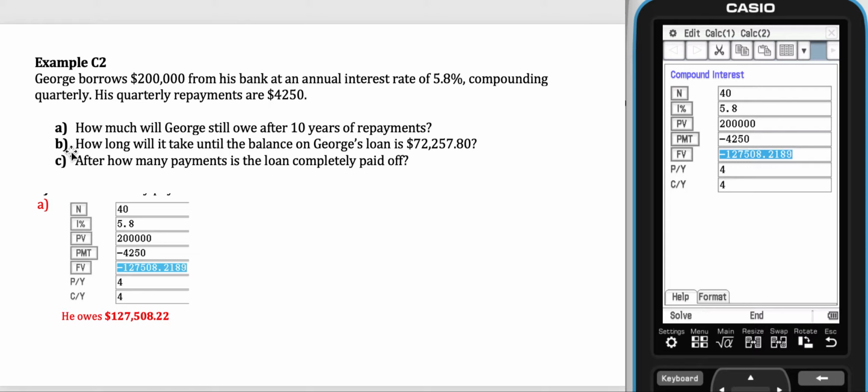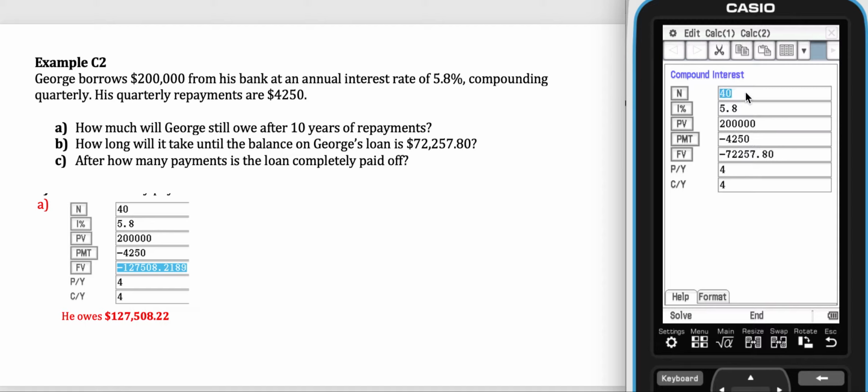The next question, part B, says how long will it take until the balance on George's loan is $72,257.80. So that's telling us a particular future value that we need to put in. When we go back to Finance Solver, we don't have to clear everything because a lot of the numbers are going to stay the same. But now we're setting the future value to be 72,000, and it's negative because this is money that he will still owe to the bank. So it's negative $72,257.80.